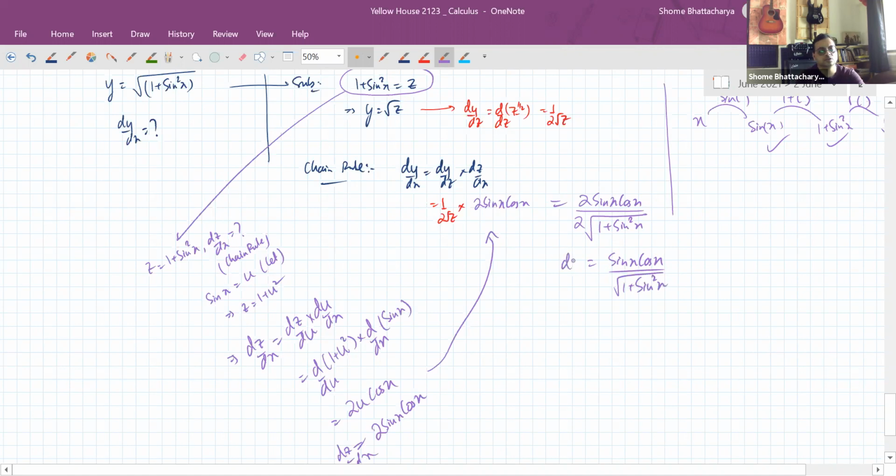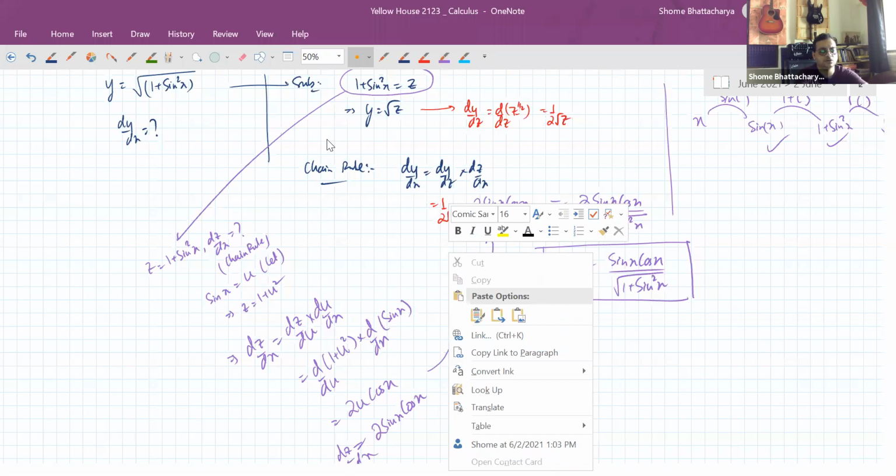So for this type of question, you have to have plenty of patience while you're solving, because there are two layers of substitution you have to do. First, I have substituted 1 plus sine square x as z, so I'm getting y as a function of z. And then in that, I've substituted sin x as u, so I'm getting z as 1 plus u square. So it's the use of that chain rule step, or that composite function concept, twice.